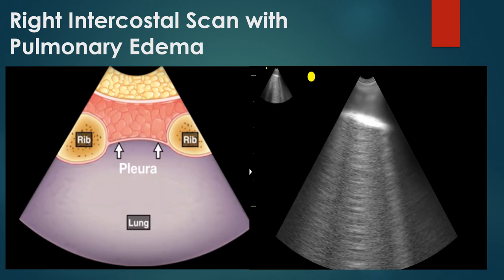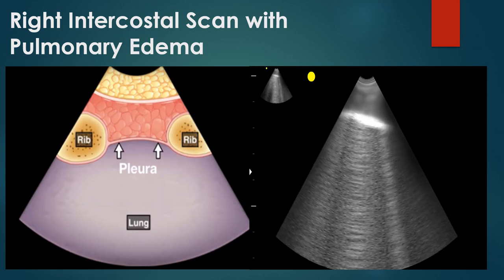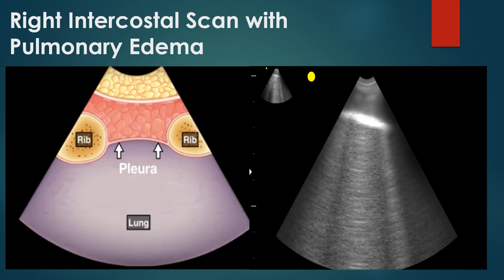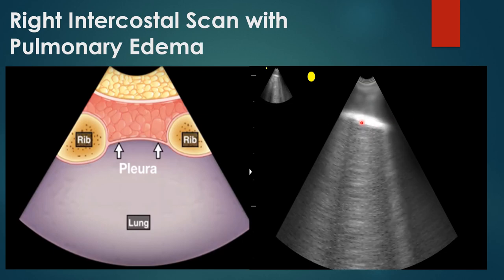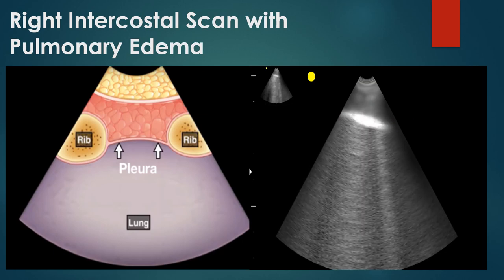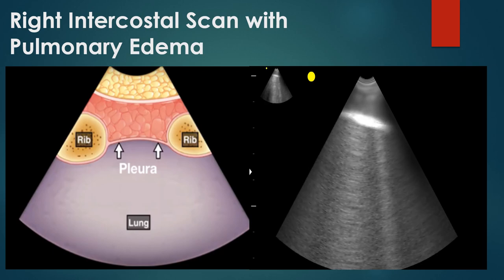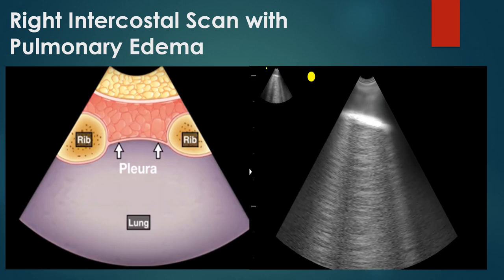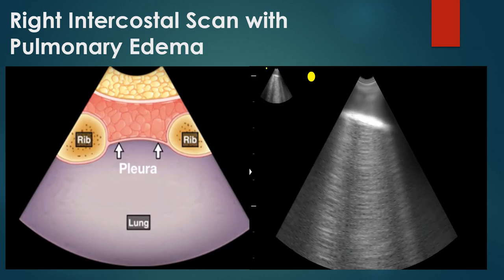This is a patient with a right intercostal scan with pulmonary edema. You can see where the ribs are. I'm actually between the ribs. I'm with a phased array probe. I cheated. And you've got a nice pleural line here, and you can see the rocket lines. And there's more than three. If you watch across the scan, there's probably six, which tells you that you've got some pulmonary edema or some type of interstitial problem.